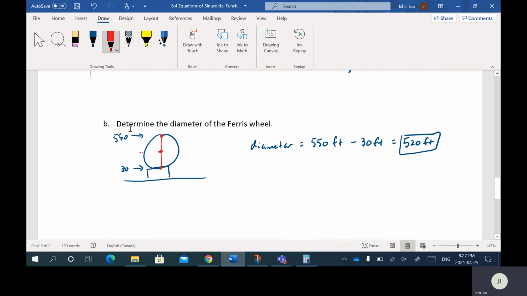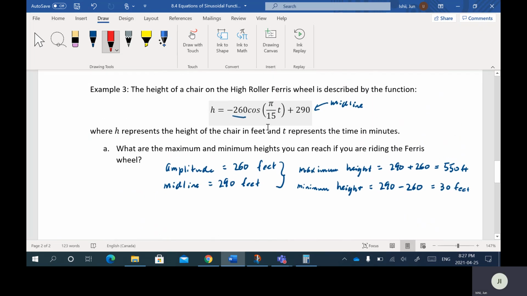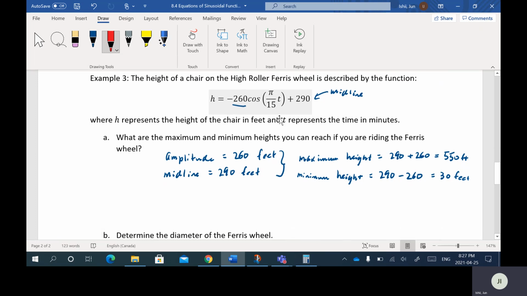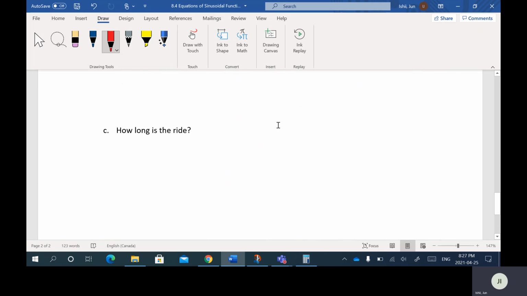So we can see here, if I scroll back in the equation, b is equal to pi over 15. That's the number in front of the t here. So if b is equal to pi over 15, then we know that the period itself is 2 pi over b. In this case, it's going to be 2 pi over, and I'm just going to sub this in, so pi over 15.